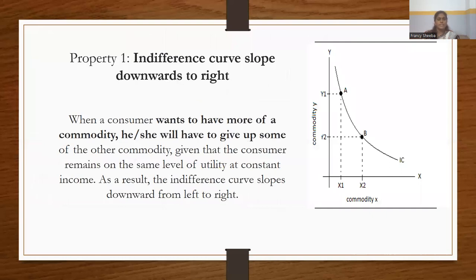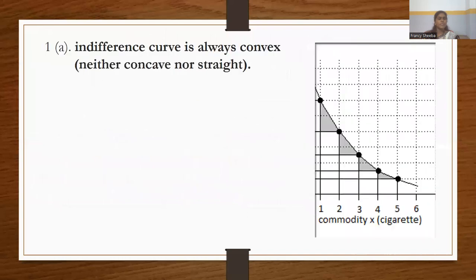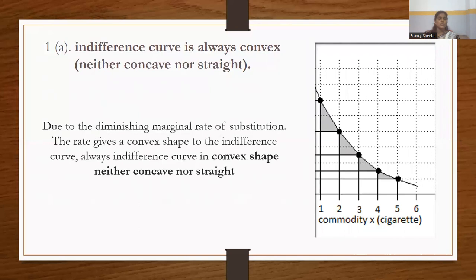Property 1. Indifference curves slope downwards to the right. When a consumer wants to have more of a commodity, she will have to give up some of the other commodity, given that the consumer remains on the same level of utility at constant income. As a result, the indifference curve slopes downward from left to right. 1a. The indifference curve is always convex, neither concave nor straight. Due to the diminishing marginal rate of substitution, the indifference curve has a convex shape, neither concave nor straight.